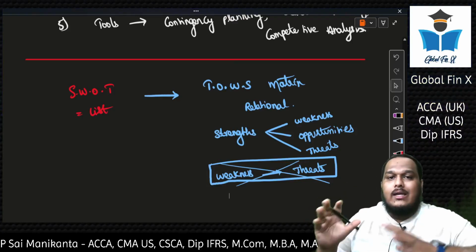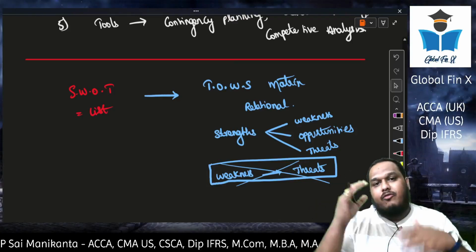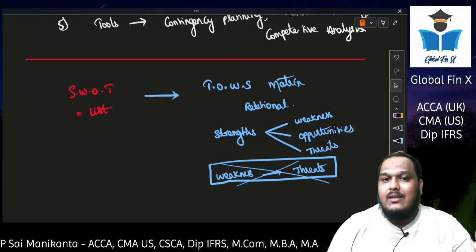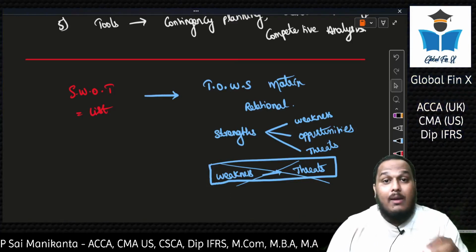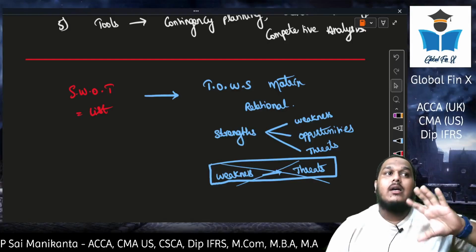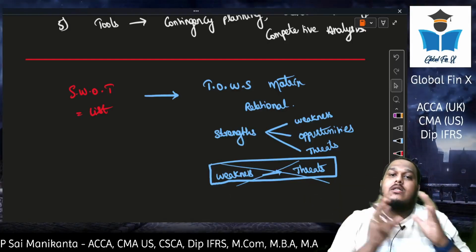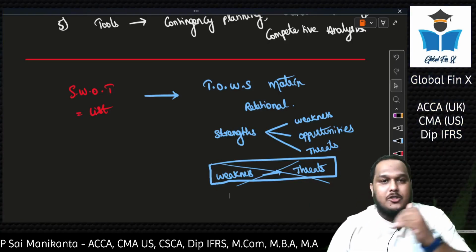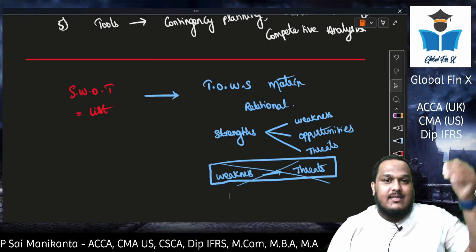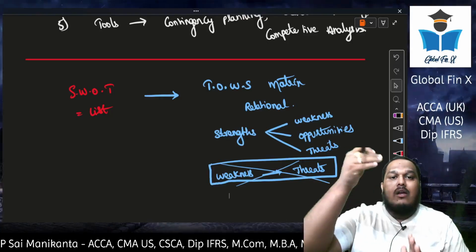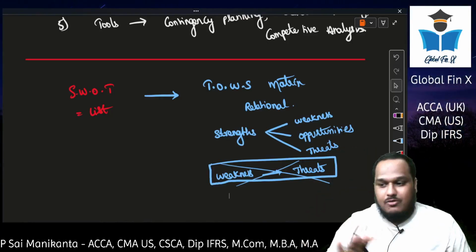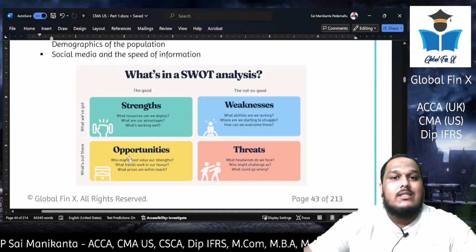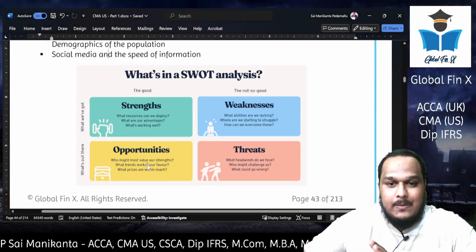So the TOWS matrix talks about the relationships between the four variables. SWOT is just a list. So SWOT will not give you anything big, but it will help you understand and identify your strengths, weaknesses, opportunities, and threats. So strengths and weaknesses are internal, opportunities and threats are external. Strengths and opportunities are positive, weaknesses and threats are negative. So that is your first framework or first tool, which is called SWOT analysis, right?